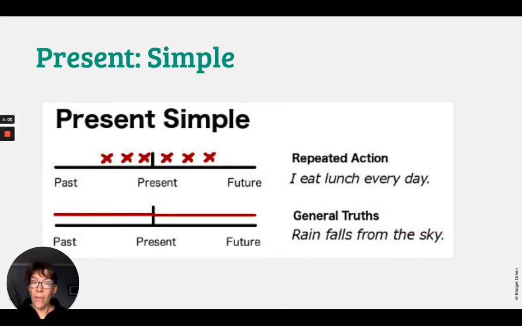We don't know. All we know is that every day she studies. Okay, so here's other examples. The repeated action, I eat lunch every day, or the general truth, rain falls from the sky. Is it raining now? We don't know, but we know that this is something that is true. Rain falls from the sky.